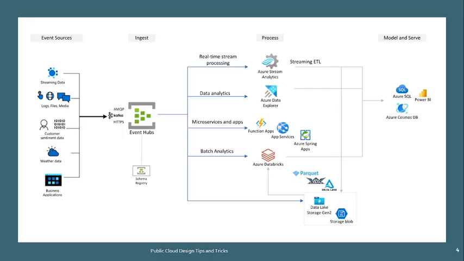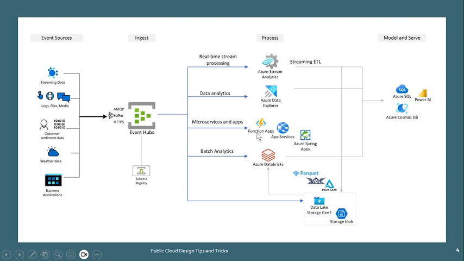If you look at this diagram, the event source can be streaming data, log files, customer sentiment data, weather data or business applications. They ingest the data towards Event Hubs. And then Event Hubs, what does it do? It has real-time analytics with Azure Stream Analytics to generate real-time insight from streaming data, or data analytics where you analyze and explore streaming data with Azure Data Explorer.